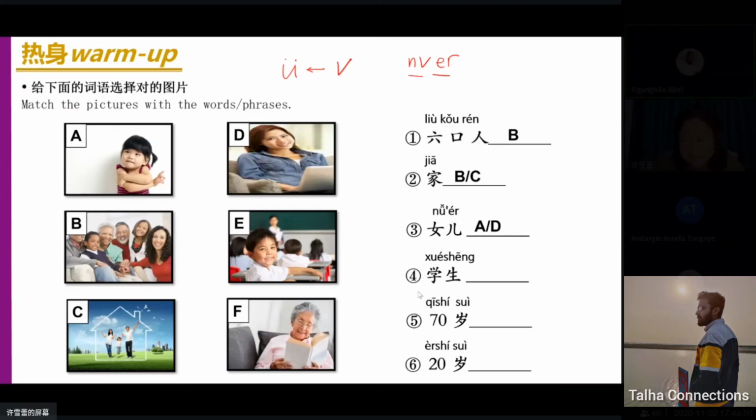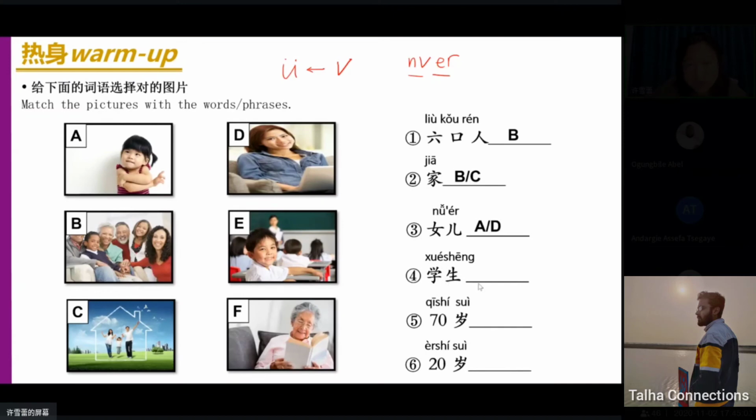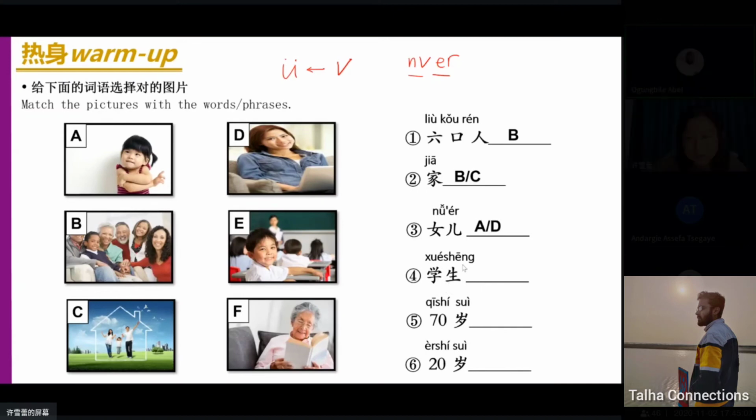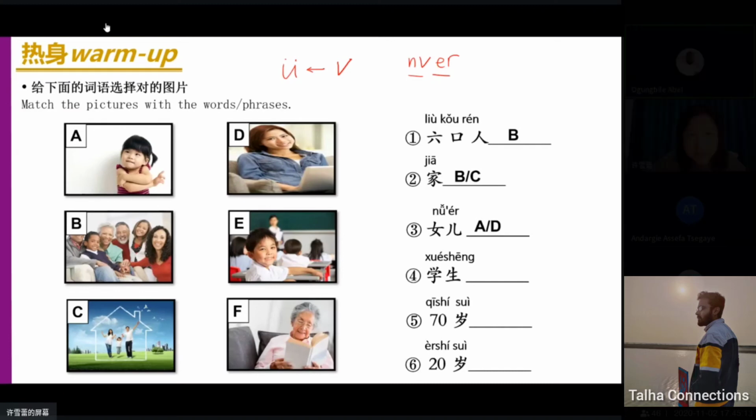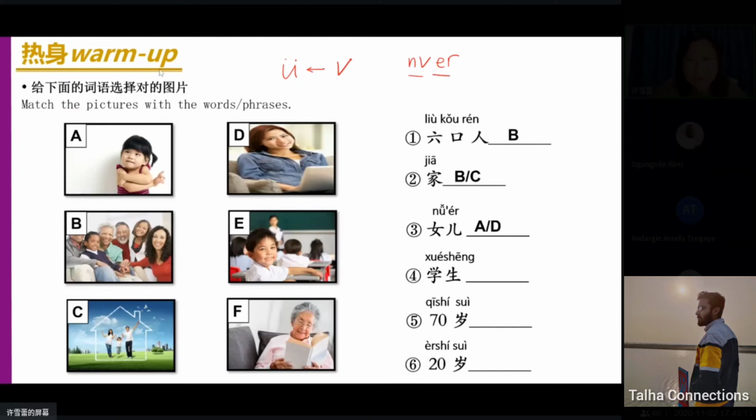All right, now let's look at the next one. 学生 or 学生. It can be neutral tone. 学生. So which one shows us 学生? Think about what is 学生. 学生 is student, right? 我不是老师，我是学生. Picture E. Now let's turn to number 5.